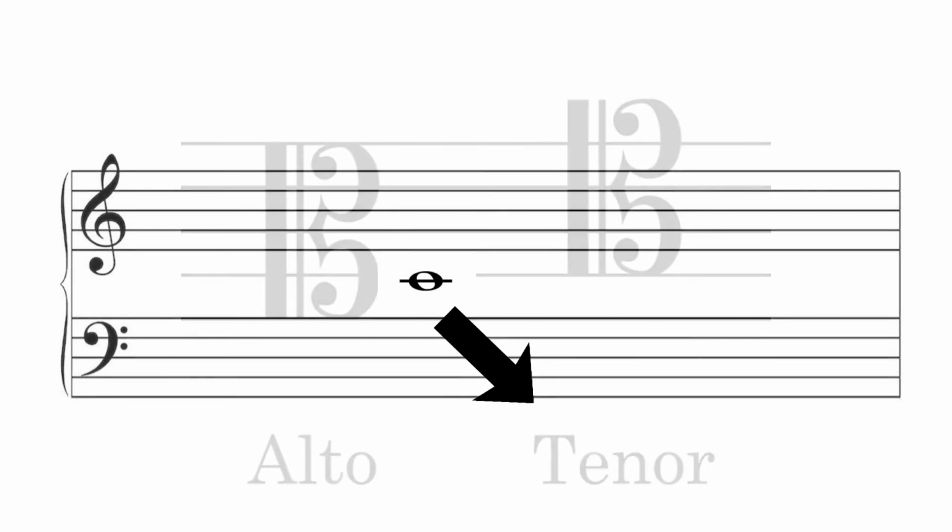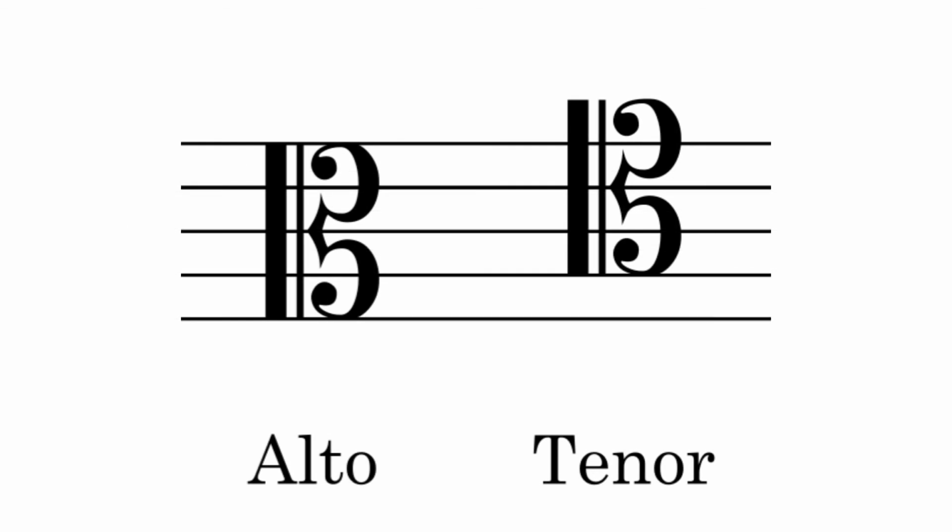The treble clef and bass clef are often seen together, particularly in piano music, for example. And here's middle C sitting between them. Notes higher than middle C usually appear in the treble clef, and notes lower than middle C appear in the bass clef. We're going to look at the alto and tenor clefs in a separate video.